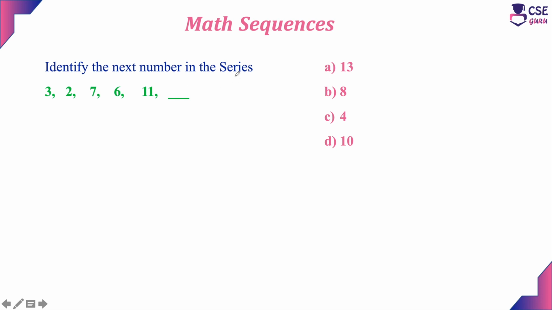Identify the next number in the series. 3, 2, 7, 6, 11. And what is the next term we need to identify? So the difference between the first and second term, 3 and 2, is minus 1.